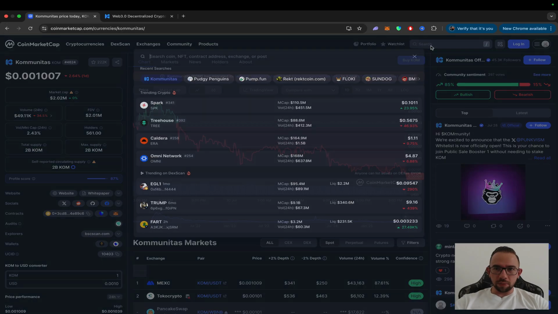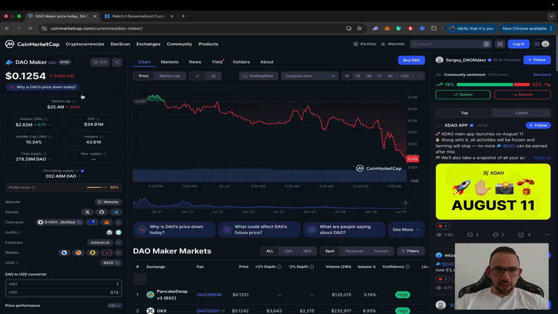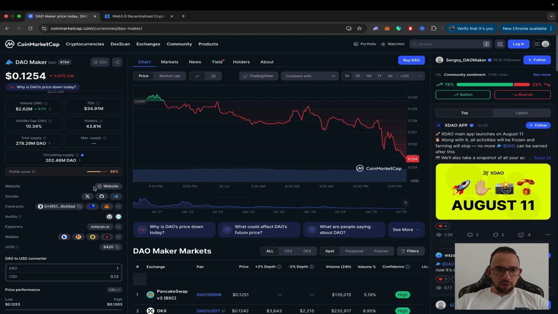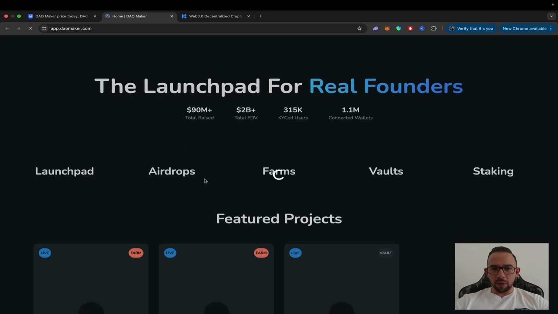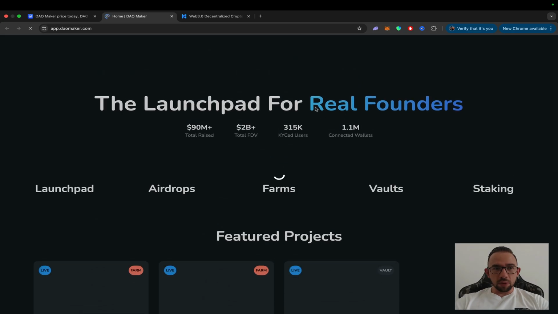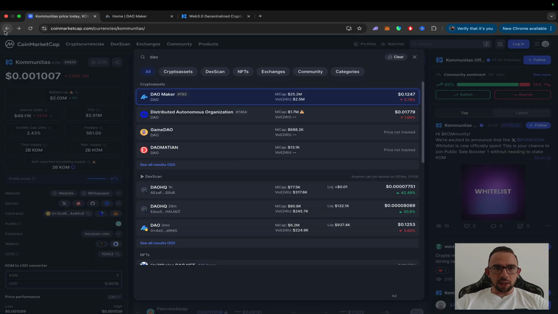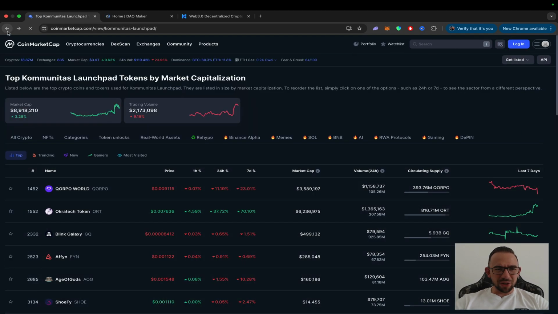Another launchpad, for example, DAOmaker. I don't know if they are still doing any raises. 34 million FDV, quite high on their own token. Let's have a look. They have different formats here: launchpad, airdrops, farms, vault, staking. The website is a little bit slow, it appears. Let me see if I can refresh it. In the meantime, let's look for a third one, something a little bit higher preferably.